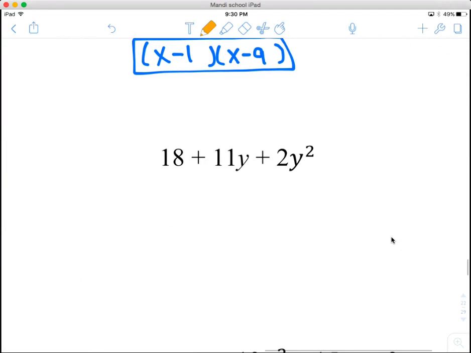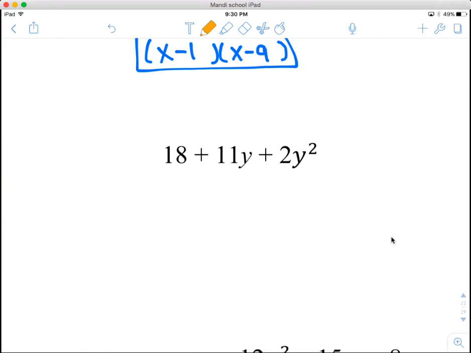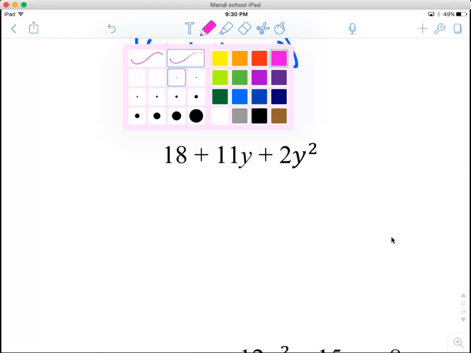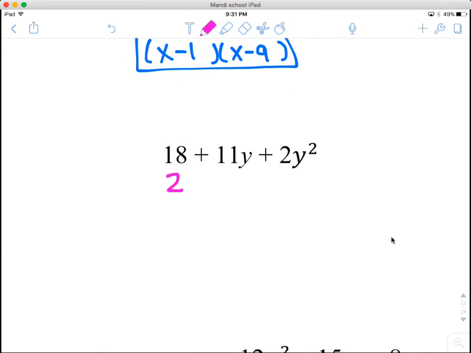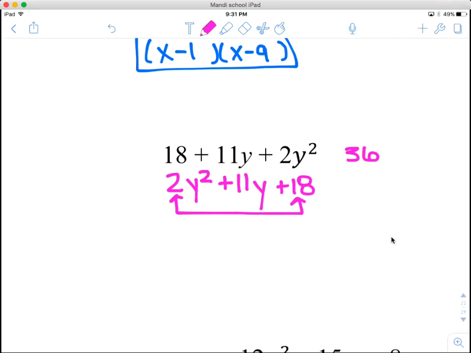So let's go down here to this one. Similar to before, this one's in reverse order, so let's put it in the correct order: 2y squared plus 11y plus 18. So 2 times 18, 36. Let's list all the factors of 36.